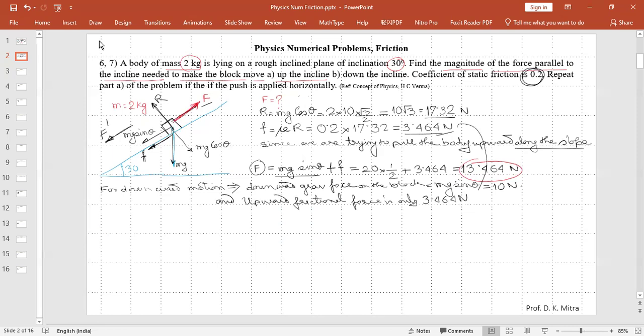From here, the maximum upward frictional force is 3.464 Newton. That means the downward gravitational force is much more than the maximum upward frictional force. So the body will slip downward by itself. That means it will not need any additional downward force.